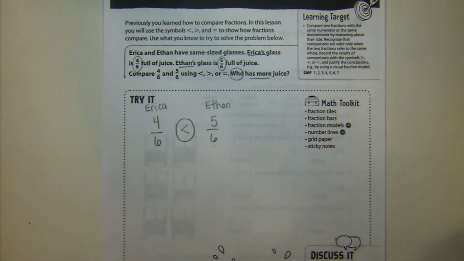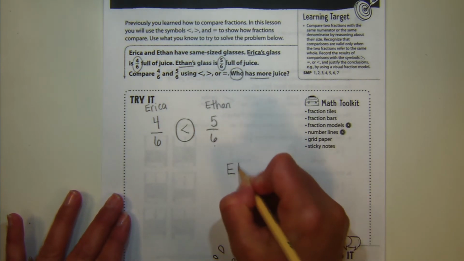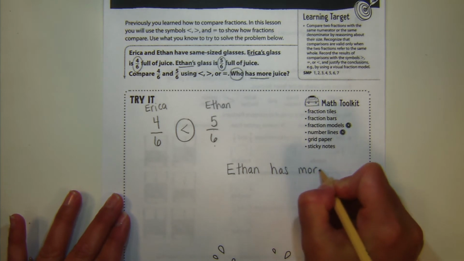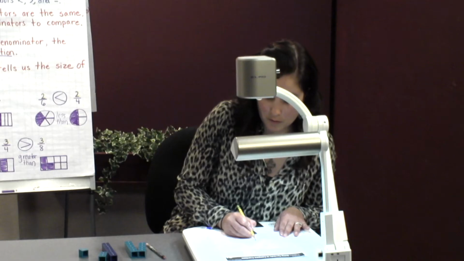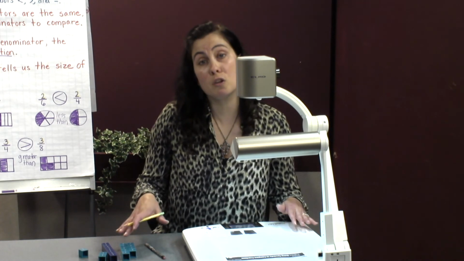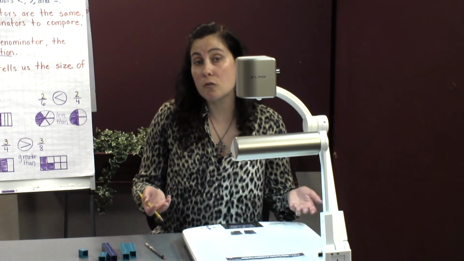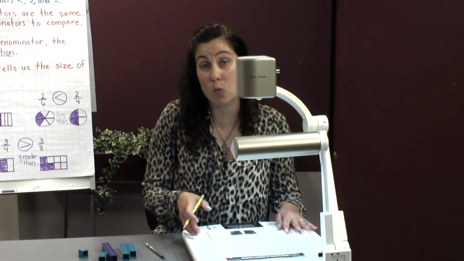So my answer would actually be, who has more juice? Ethan has more juice. So that would be how we would answer that word problem. And it's really nice when you can use the manipulatives. If you don't have manipulatives at home, you can make fraction bars. You can take paper and fold the strips into the same equal parts.